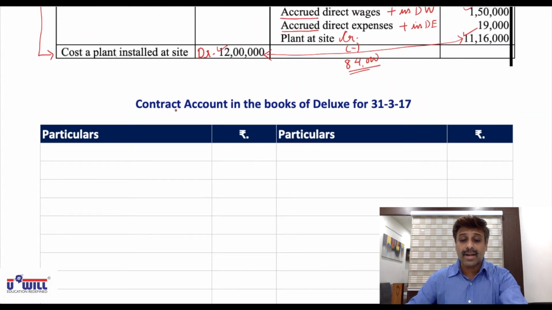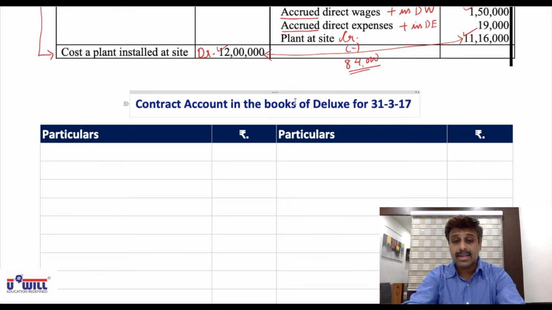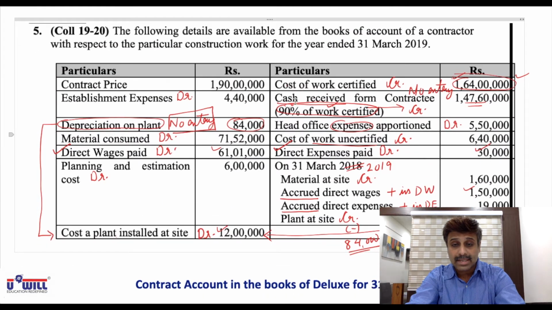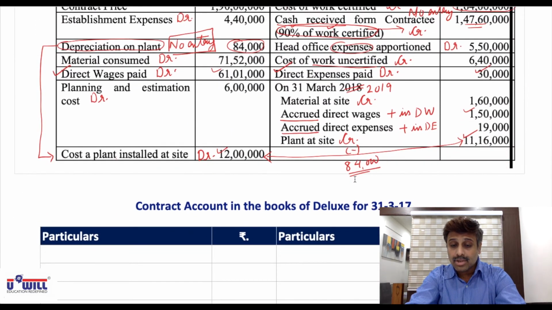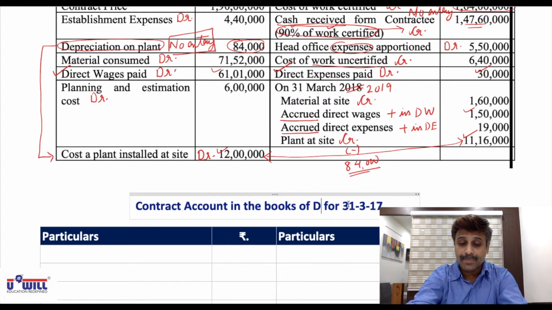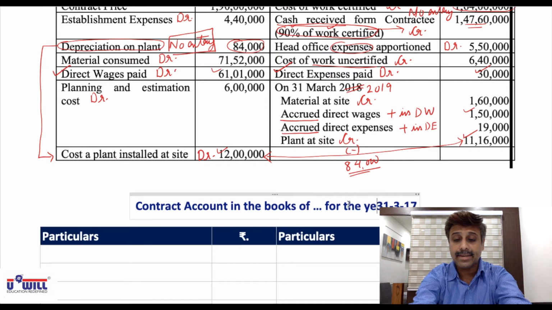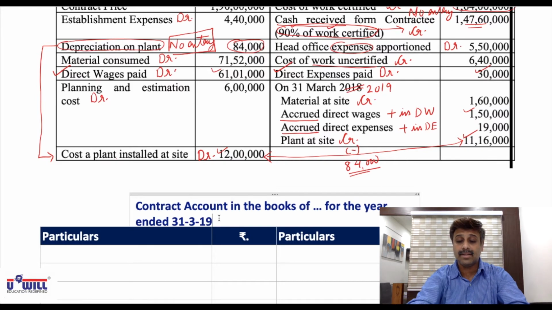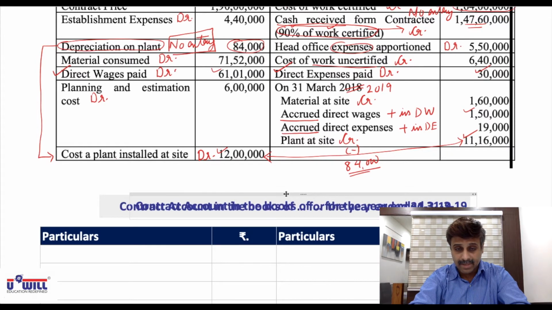Heading will be contract account in the books of Deluxe. Okay, Deluxe is the name. No, sorry, Deluxe is not the name. Name is not given. So keep it as in the books of ... for the year ended 31/3/90. Okay, all of you make this format for the year ended 31/3/90. Contract account in the books of ... Name is not given, for the year ended 31/3/90.